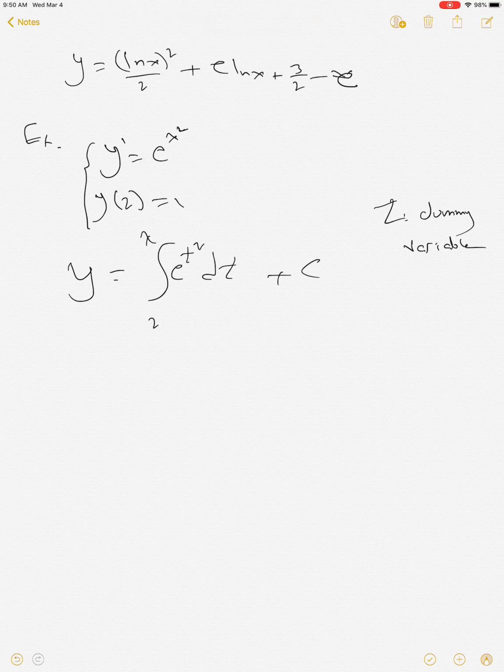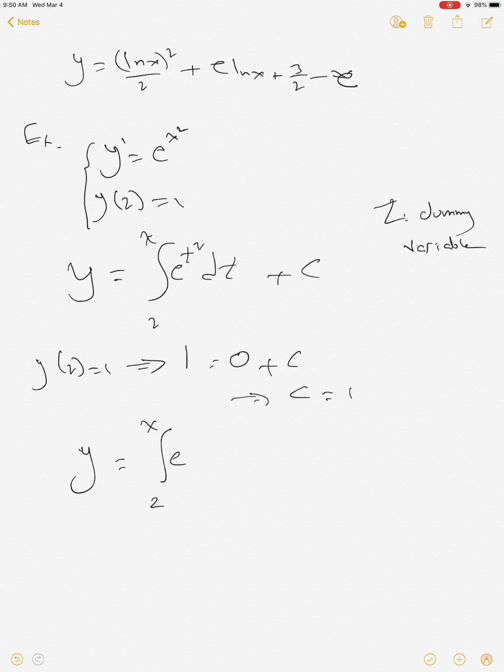Now what happens is this: when I apply the initial value, I have y of 2 equals 1. This implies 1 equals the integral from 2 to 2, which is 0, plus c, which gives us c equals 1. Therefore, the solution to this problem is y equals the integral from 2 to x of e^(t squared) dt plus 1. Thank you. Have a good day.